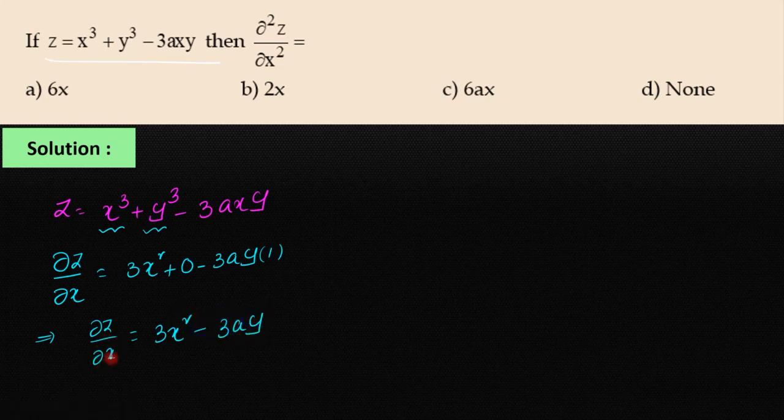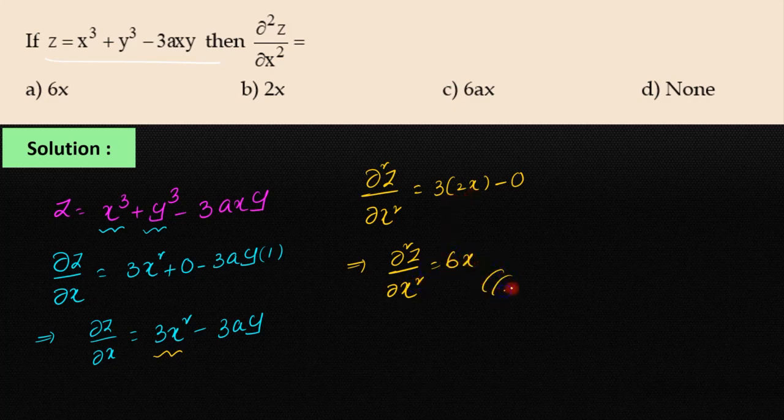Again partially differentiating with respect to x, we get dou square z by dou x square is equals to differentiation of 3x square. Here 3 is constant. Differentiation of x square is 2x minus here 3ay is constant. Differentiation is 0. This implies dou square z by dou x square is equals to 3 into 2x, that is 6x. Therefore, the answer is option A.